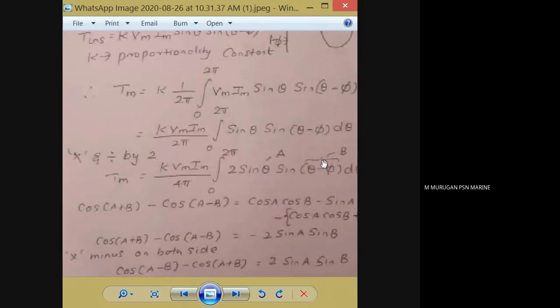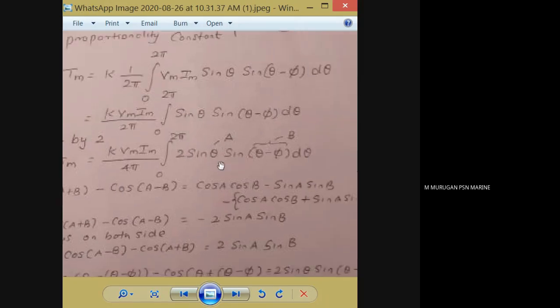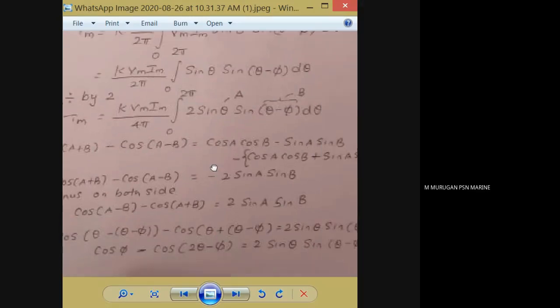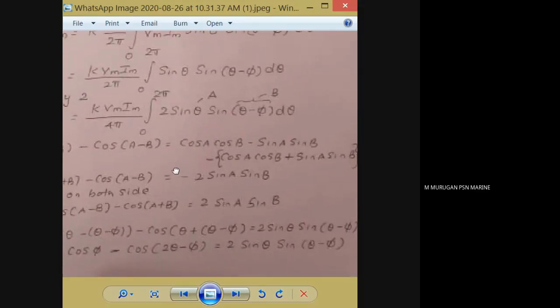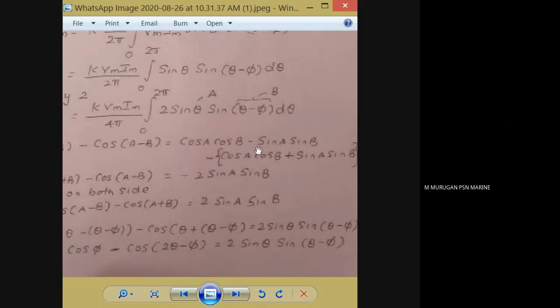So here we are multiplying 2 by the numerator and the denominator. We can get this value. So this is the A value and this is the B value. Suppose I am taking cos(A+B) minus cos(A-B). What is the answer we are getting? Cos A cos B minus sin A sin B for cos(A+B). Then cos(A-B) is cos A cos B plus sin A sin B. I am subtracting these two things. I can get minus 2 sin A sin B.